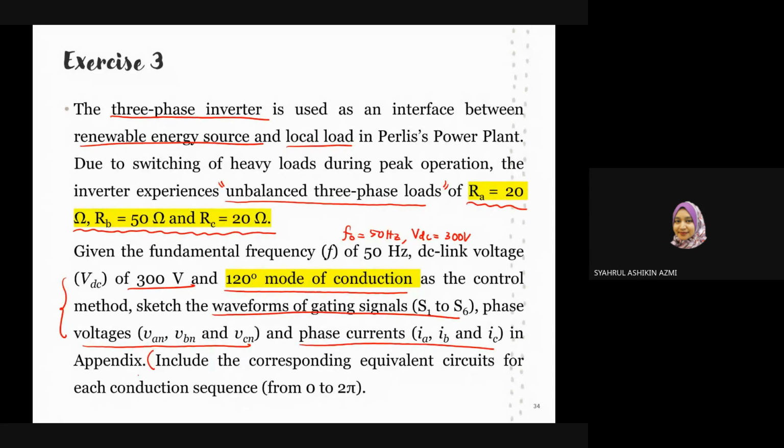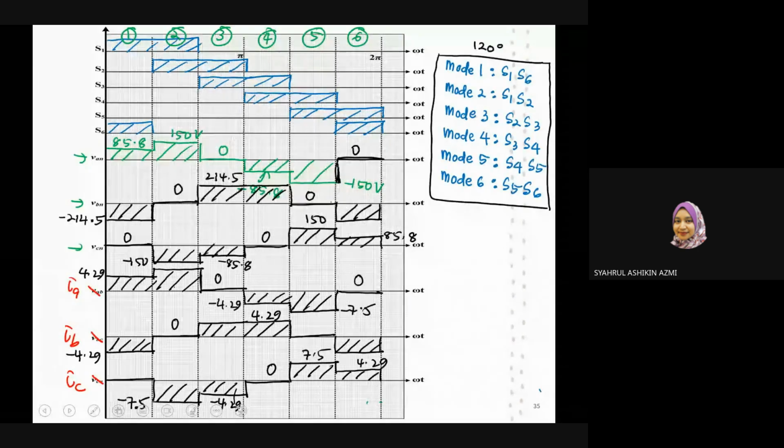Okay, and then there is a continuous sentence, which is you need to include the corresponding equivalent circuits for each conduction sequence, which is the equivalent circuit from mode 1 to mode 6, the one that we have discussed before. So the first thing you need to do is draw the gating signal waveform so that you'll be able to come up with the switching sequence.